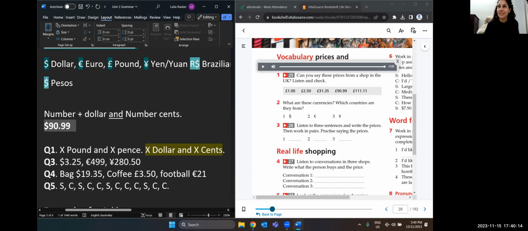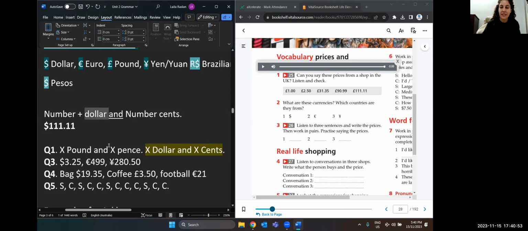Yes, 99 cents. So $90.99. And the last one, let's say this one. How do we say this one? $111. Yes, so this is a little bit hard. It's 111 because you need to say the number. That's how we say it. $111.11.